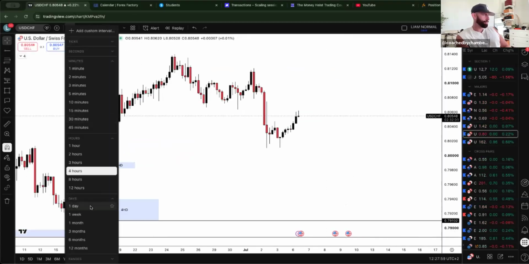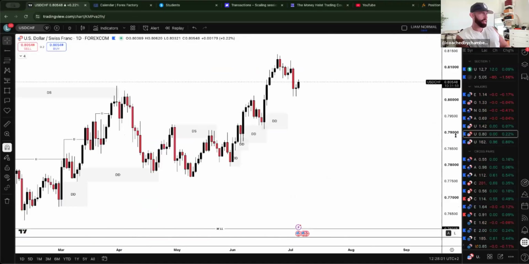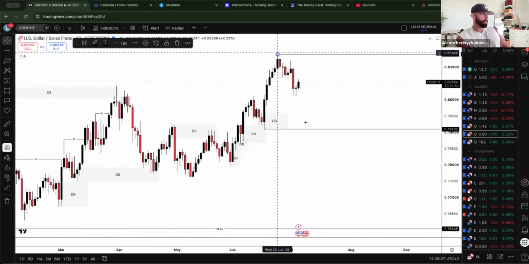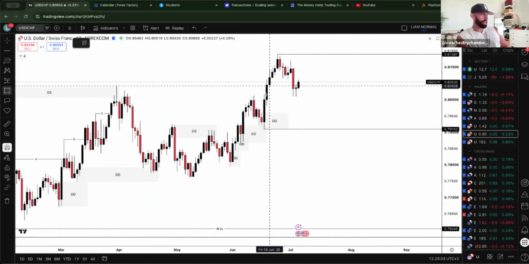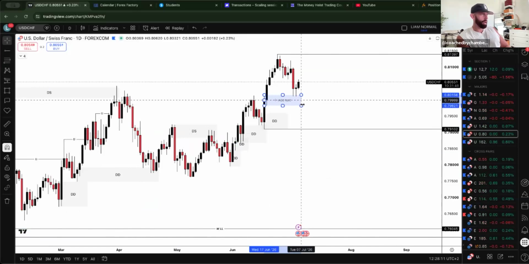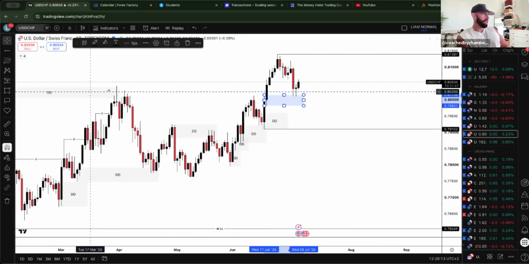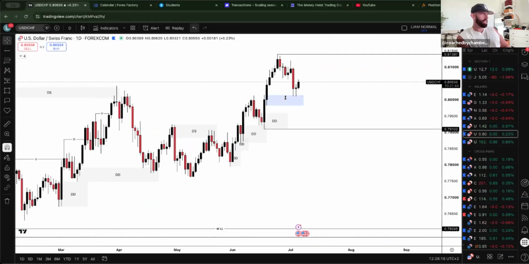USDCHF daily time frame is obviously bullish. We have this area here, higher low and higher high. Of course, what we can see right now is market coming to this trap area here as a daily demand area.